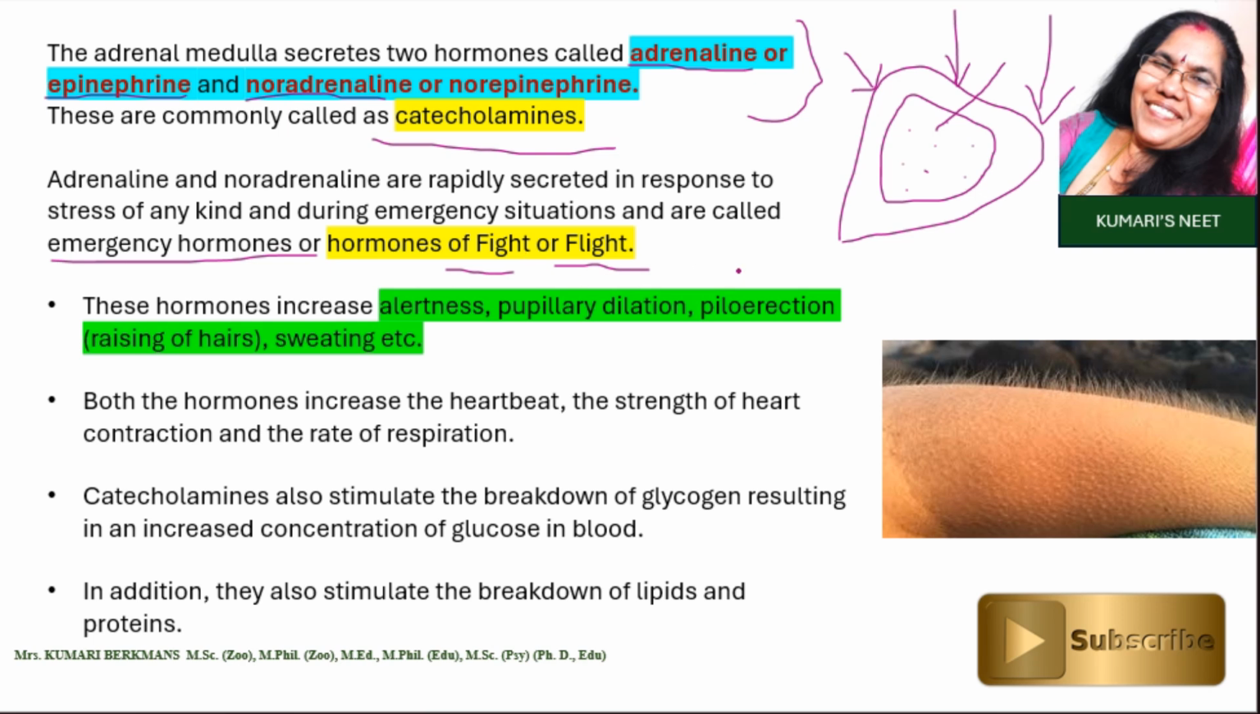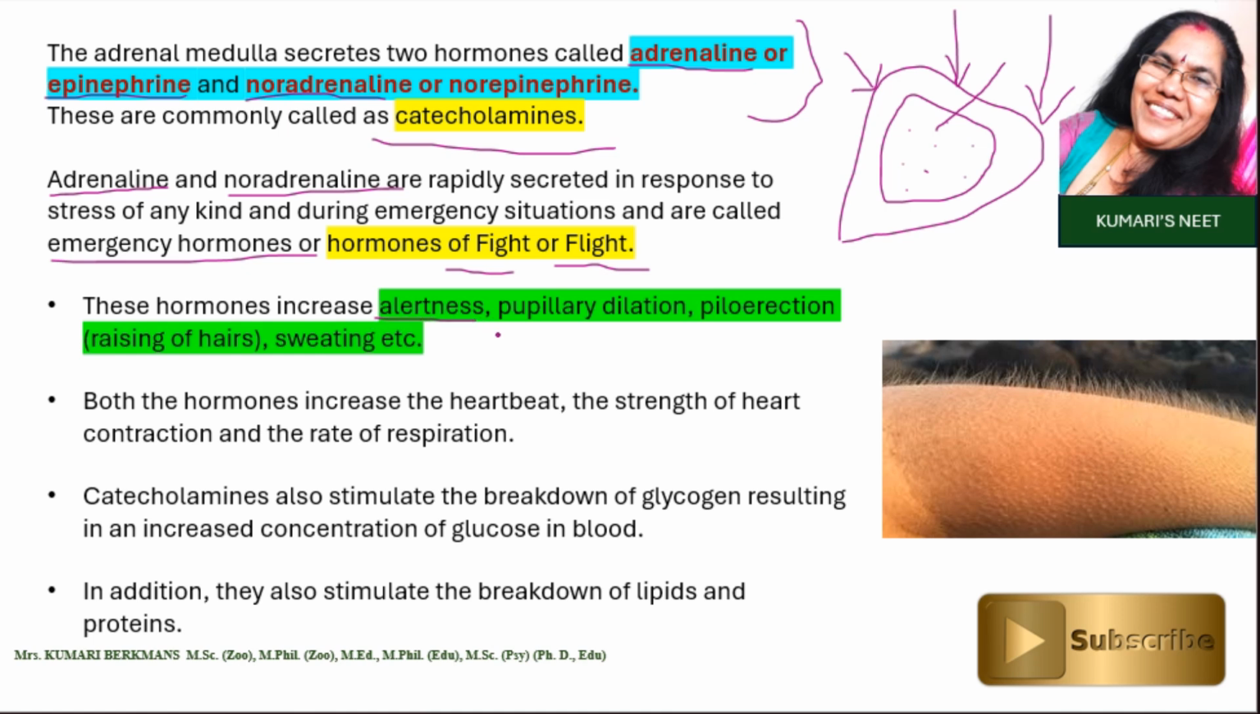Okay, so make a note. What are those hormones called? Adrenaline and noradrenaline. Okay, these two hormones are called hormones of fight or flight. And not only that one, these hormones are also doing some other function. What is that? In the sense, alertness.